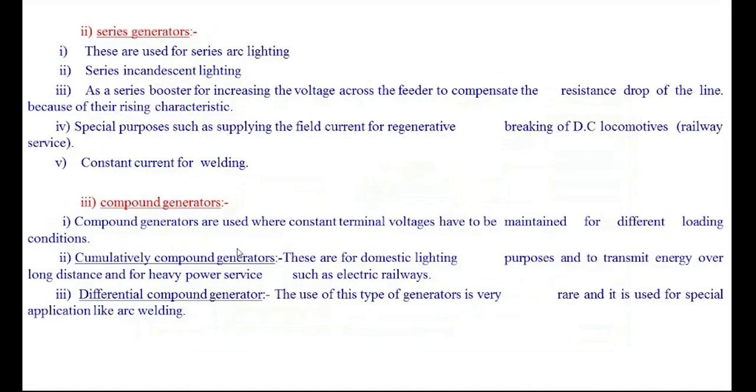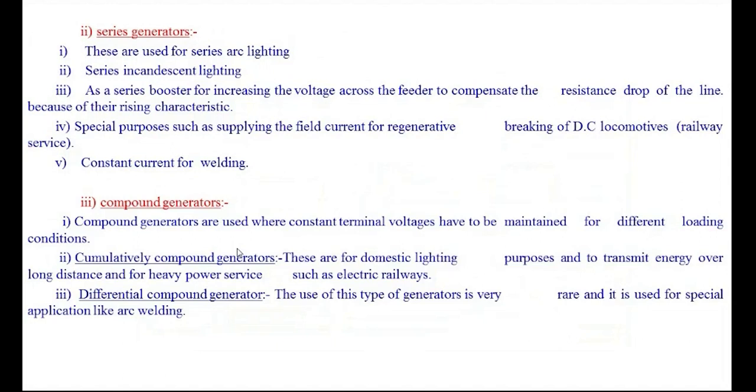Then the series generator. These are used for series arc lighting, series incandescent lighting, and boosting to increase the voltage across feeder circuits. Special purpose applications include regenerative braking of DC locomotives in railway service. Then constant current for welding purposes. These are the series generator applications.